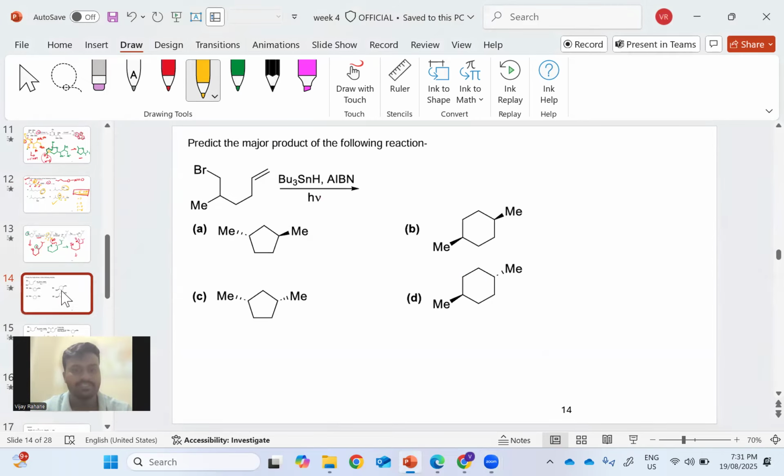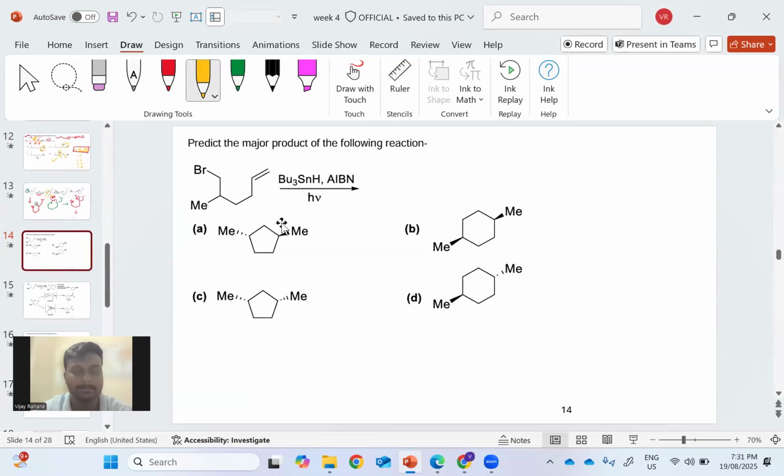All right. The next question is the same manner that we have seen earlier. Only here there is a slight difference. You need to assign the exact stereochemistry in this product. We have also seen this earlier, this Bu3SnH and this bromo type of reaction. So what happens after this reaction in the presence of AIBN?